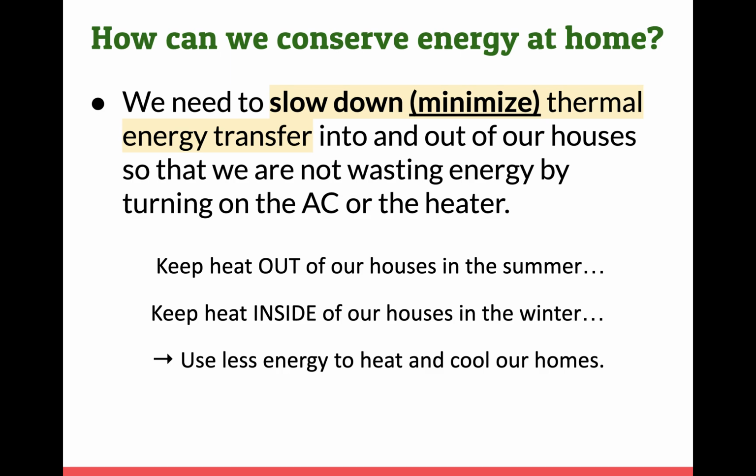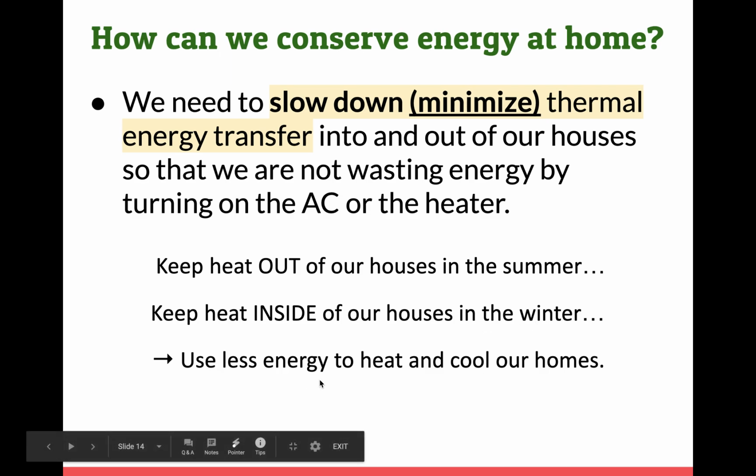Well, the first step is that we need to slow down. We need to minimize. Minimize means slow down. We need to slow down thermal energy transfer into and out of our houses so that we are not wasting energy by turning on the AC or the heater. So, we have to keep heat out of our houses in the summer, and you want to keep heat inside of our houses in the winter time. And this way, we will use less energy to heat and cool our homes.